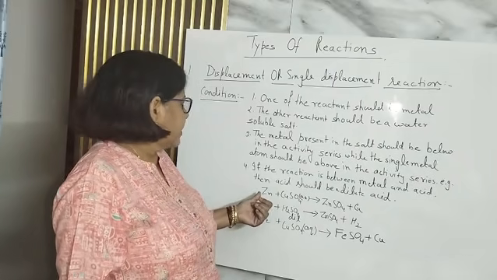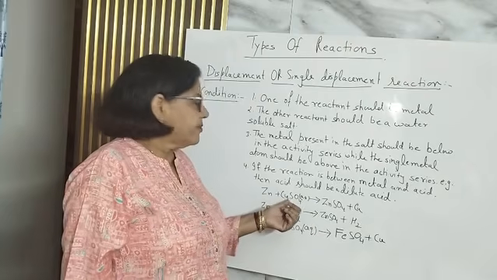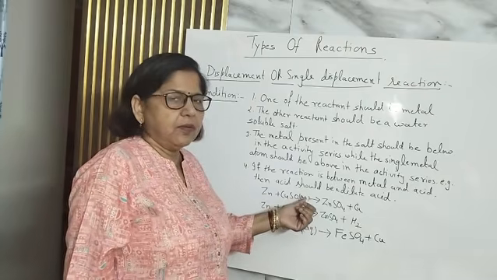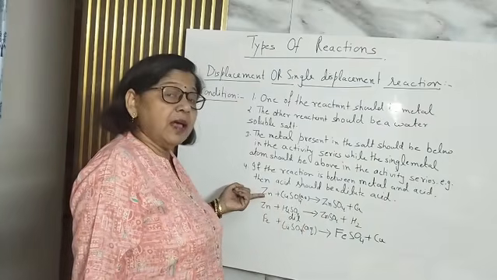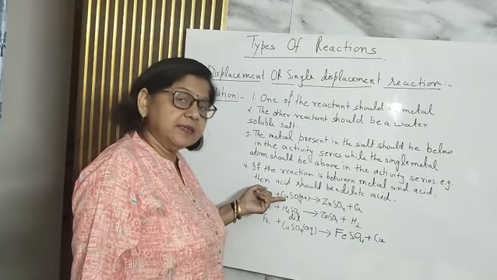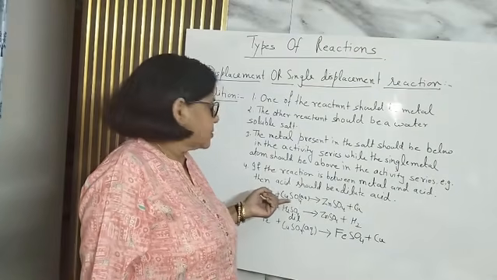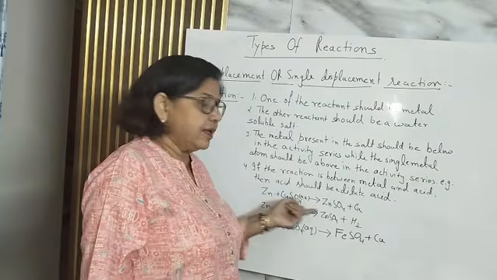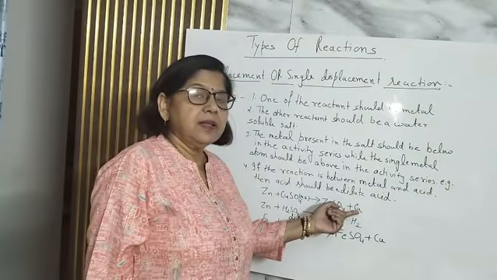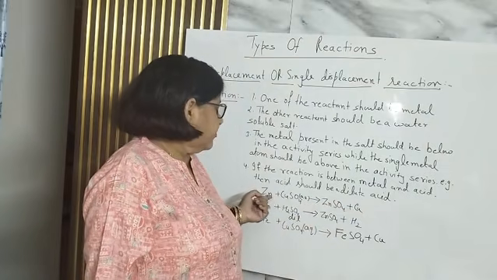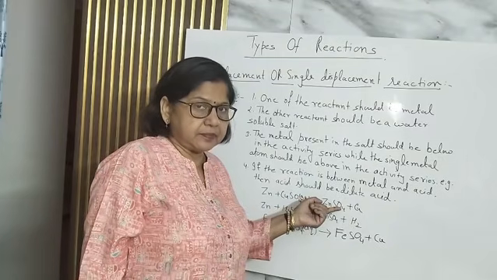Let us explain with the help of an example. The example is Zn plus CuSO4. Copper sulfate is a water soluble salt, no problem, in aqueous solution. Now you see zinc is above copper in the activity series. So zinc can knock out copper from here. Zinc displaces copper, and that copper comes out in the form of an individual metal, and zinc forms the solution, that is zinc sulfate.